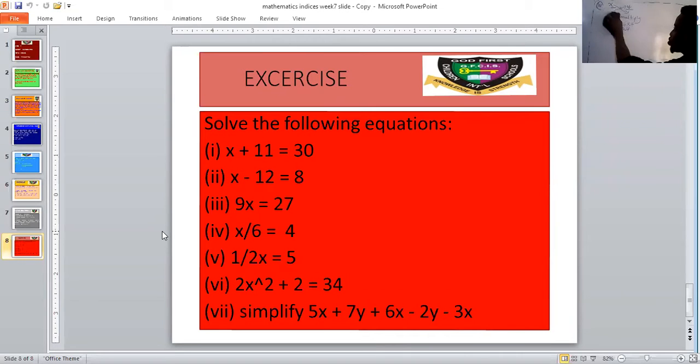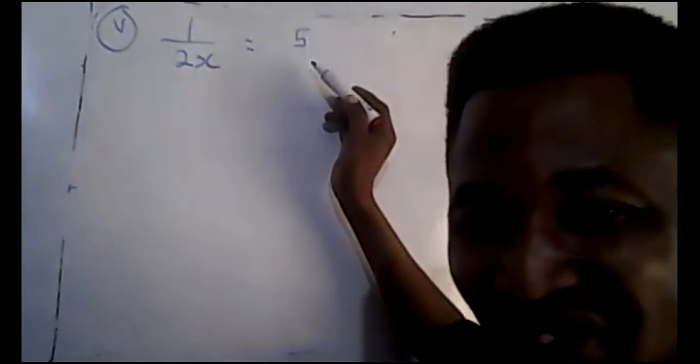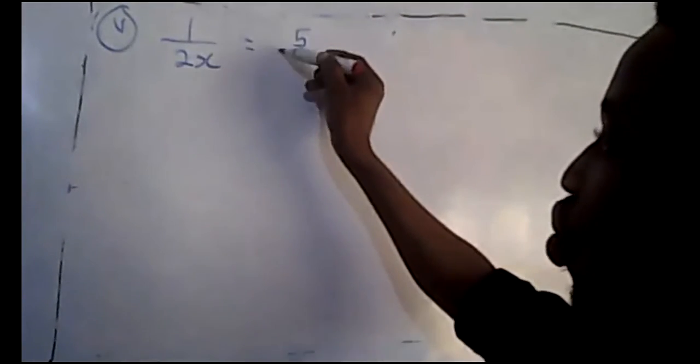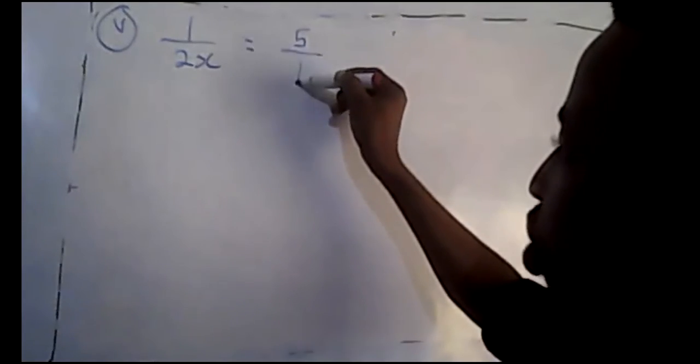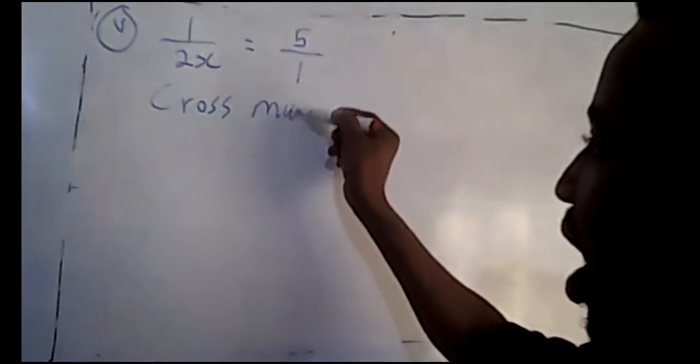The next example, number 5, says 1 over 2x equals 5. The same thing you will do. 1 over 2x equals 5. So make this one 2 over 1, make that over 1. The next thing is cross multiply.